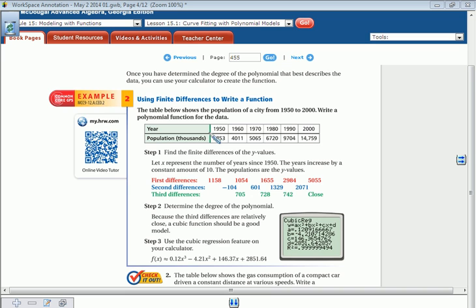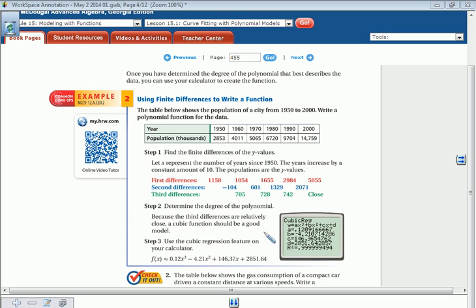Now, that is not your bell. Please ignore that bell. If we look at this table of data and we look at the first differences, not even close. Second differences, not close. But the third differences are close. They're not exact, but they're close. So that would tell us that this is probably close to a cubic polynomial.